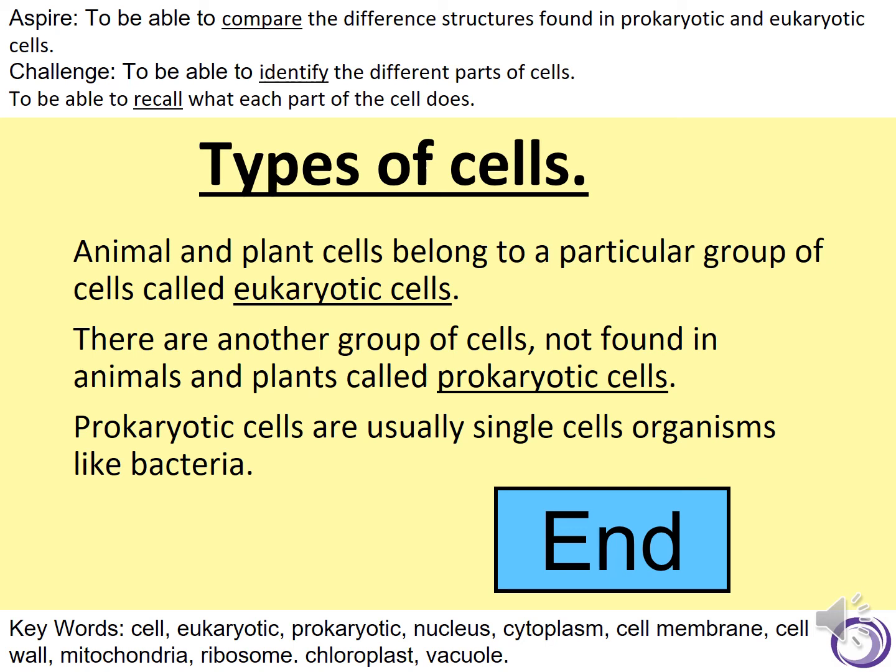Okay, you should have labelled those two cells, because they are plant and animal cells, as eukaryotic. So if you've made a mistake and put prokaryotic cells, please relabel them now. Okay, now let's add some information on our journey to be able to compare the structures found in prokaryotic and eukaryotic cells.